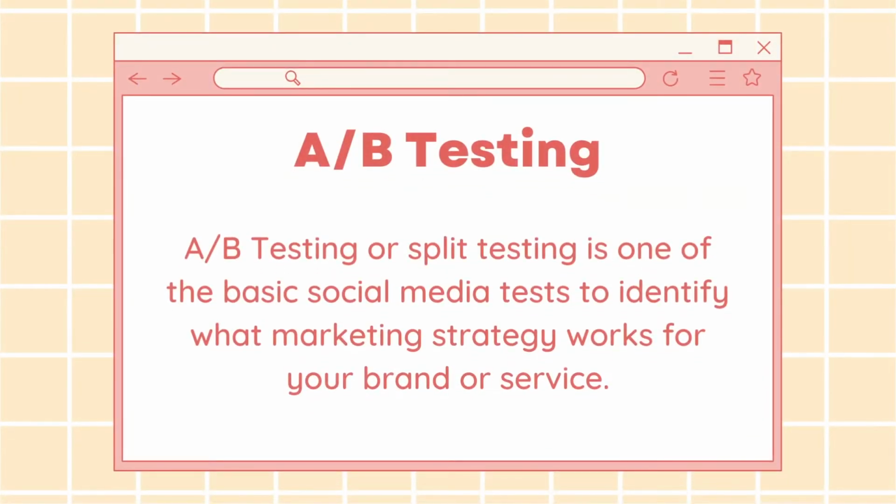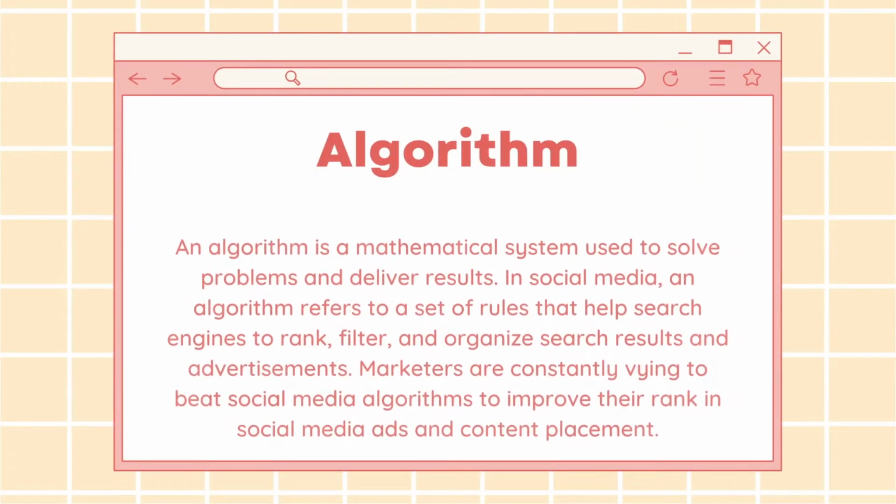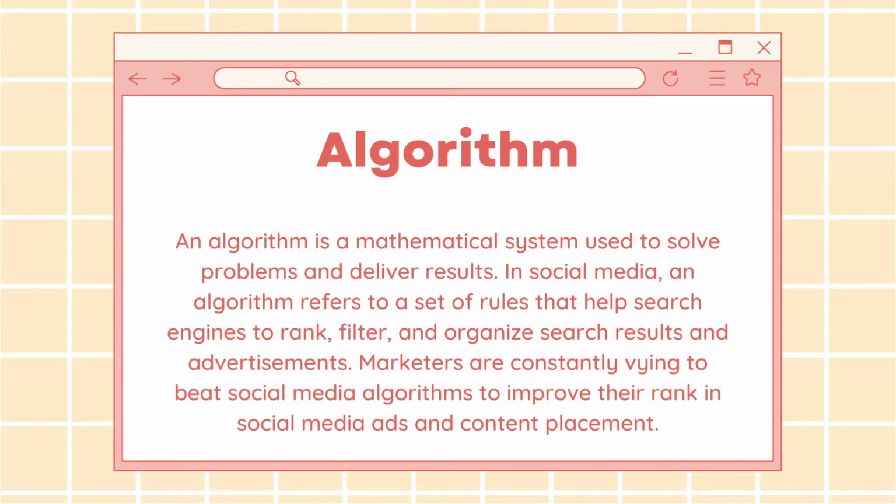A/B testing or split testing is one of the basic social media tests to identify what marketing strategy works best for your brand or service. An algorithm is a mathematical system used to solve problems and deliver results. In social media, an algorithm refers to a set of rules that help search engines to rank, filter, and organize search results and advertisements.